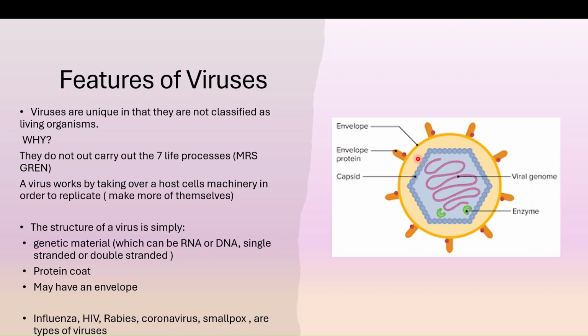And some viruses can have an envelope, or it won't have an envelope. And this envelope is made from the host's membrane. Depending on where the virus is, the membrane is going to be from there. So it could be a nuclear membrane if it is being released from the nucleus, or it can be a cellular membrane envelope if it's being released from the cytoplasm. So some examples of viruses are influenza, HIV, rabies, coronavirus, smallpox.